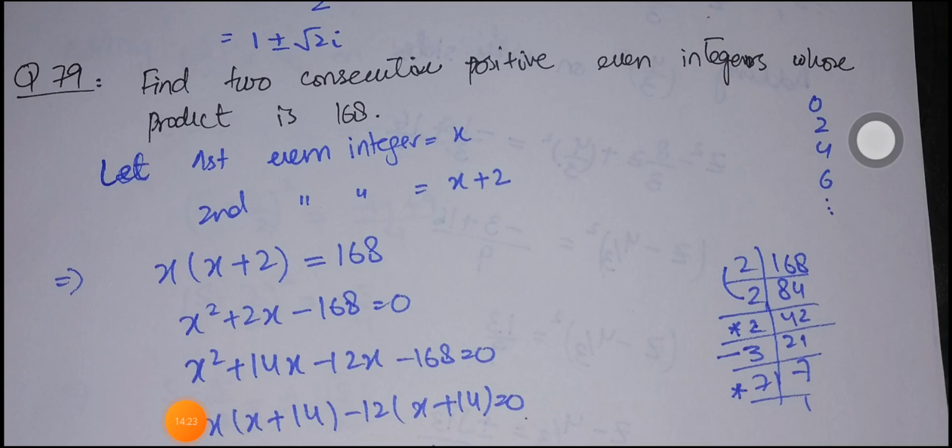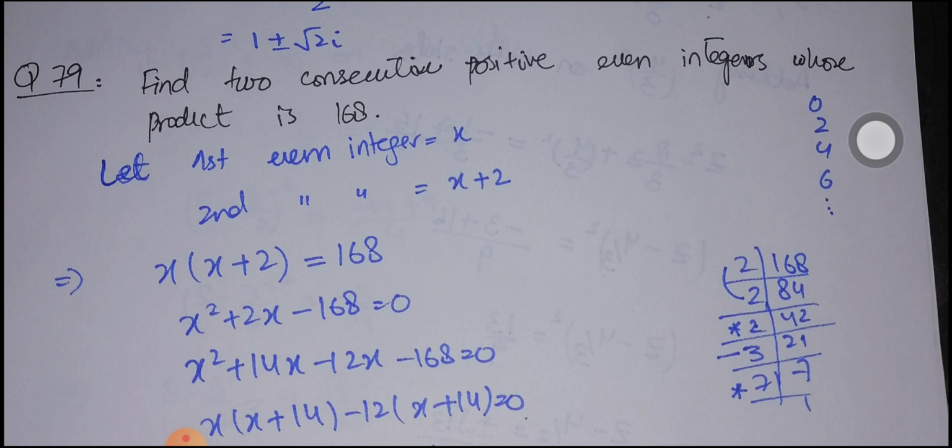Next, we have question number 79: Find two consecutive positive even integers whose product is 168. As we have discussed previously, the relation between two consecutive even integers is that we have to add 2 to the previous integer, because the gap between any two consecutive even integers is 2. So the first even integer is x, the second should be x plus 2.